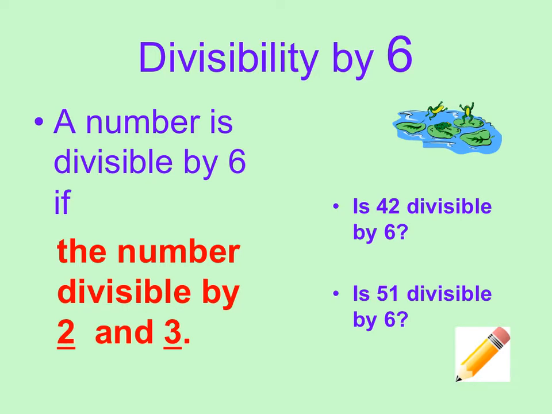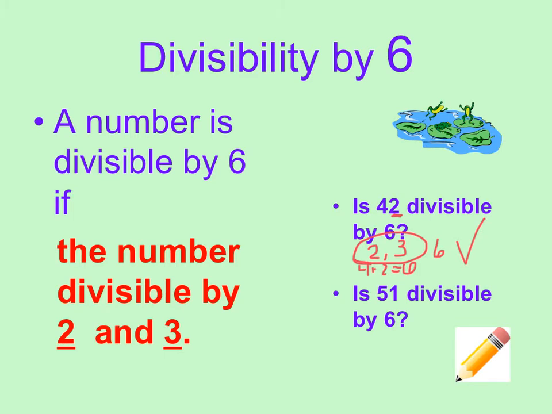So, let's look at 42. 42 is an even number. Being an even number, I would say that it is divisible by 2. If I add 4 plus 2, I get 6. 6 is divisible by 3, so I can say that 42 is divisible by 2 and 3. And since it's divisible by both 2 and 3, it would also be divisible by 6.